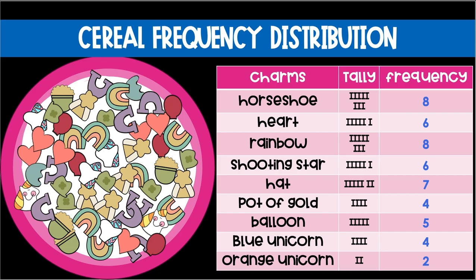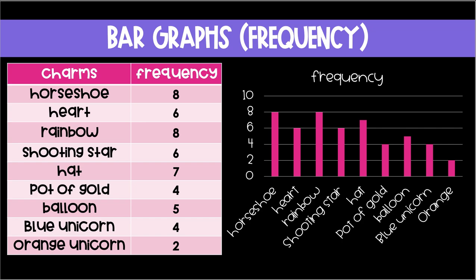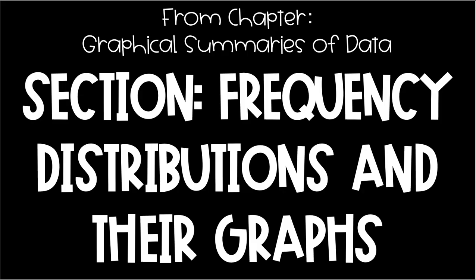And from last class, if you remember, we went over frequencies, frequency distribution, relative frequency, and we learned about graphing techniques for frequency distributions, like a bar graph, Pareto charts, and pie graphs. This section is frequency distributions and their graphs from graphical summaries of data.